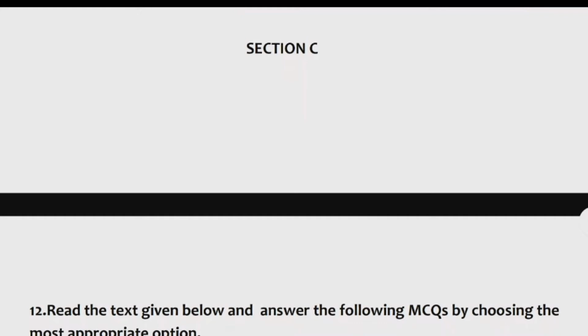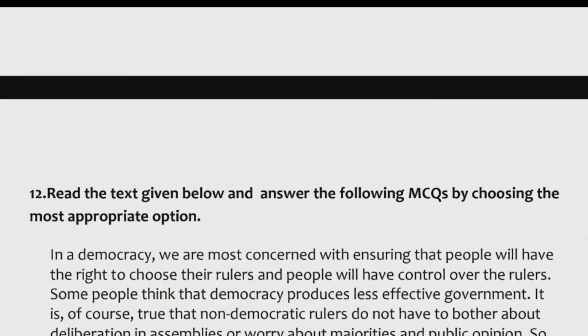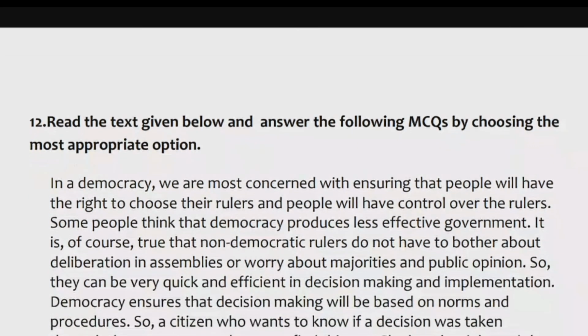Section C. 12. Read the text given below and answer the following MCQs by choosing the most appropriate option. In a democracy, we are most concerned with ensuring that people will have the right to choose their rulers and people will have control over the rulers. Some people think that democracy produces less effective government. It is, of course, true that non-democratic rulers do not have to bother about deliberation in assemblies or worry about majorities and public opinion. So, they can be very quick and efficient in decision making and implementation.